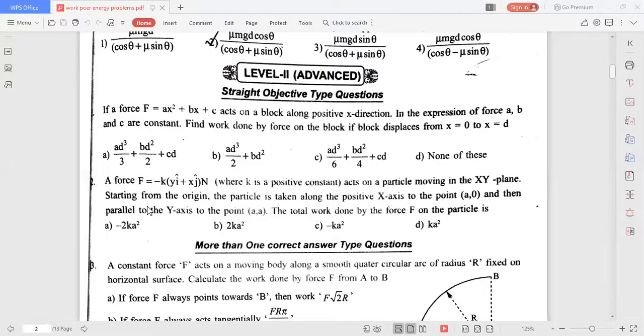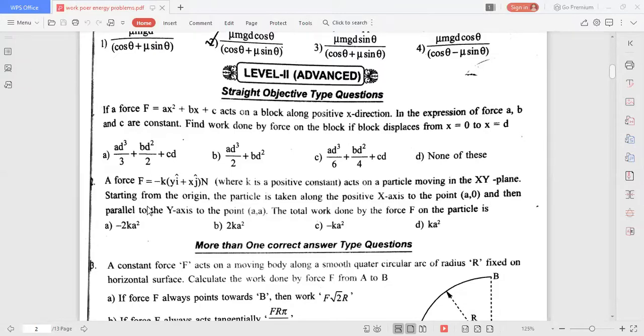Next problem, also a previously asked problem, that is also very, very important. All of you see that problem. The force acting on a body varies with position coordinates, given by F = k(-y i cap + x j cap) Newton, where k is a positive constant, acting on a particle moving in the xy plane starting from the origin. The particle is taken along the positive x-axis to the point (a, 0) and then parallel to the y-axis to the point (a, a).